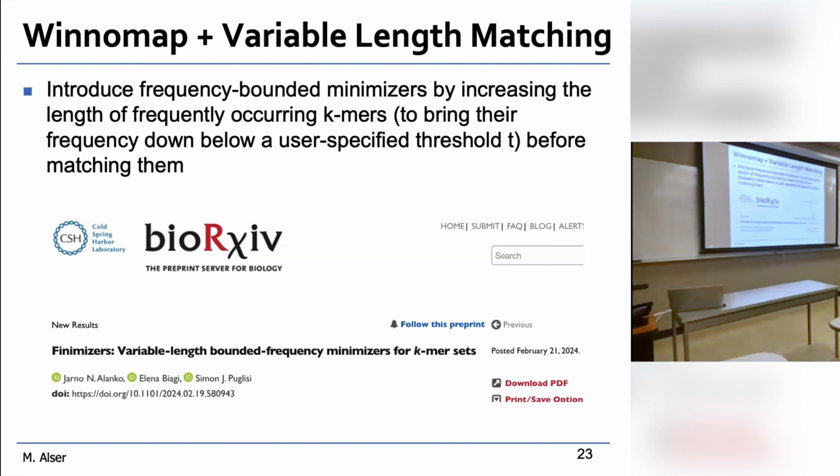Try to control the frequency, but now they don't want to fix the K size. They use the K initially, like 10, 15, whatever value you want. But whenever they find a K-mer very frequent in the table, they don't ignore the entire row. They don't delete the entire row. That is the most frequent K-mer. What they do, they just keep increasing the length of K.